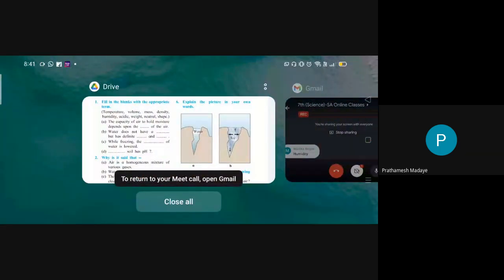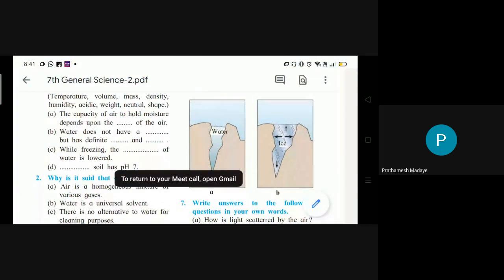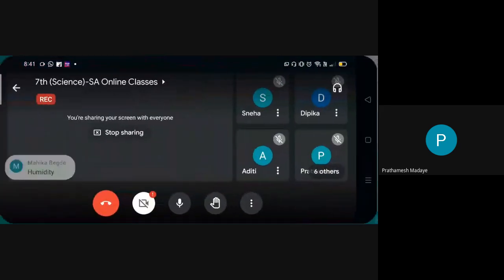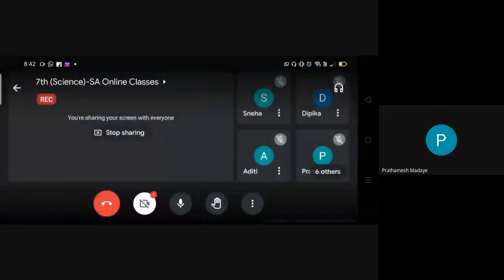Sorry for the delay. What was our question? The capacity of air to hold moisture depends upon the dash dash of the air. Temperature, volume, mass, density, humidity, acidic, wet, neutral, and shape. Yes, I think it's a humidity of air.